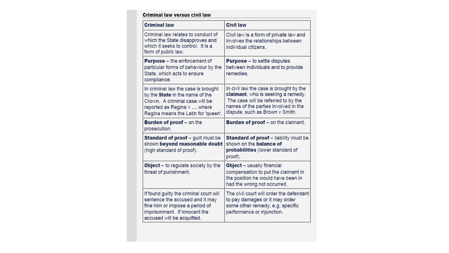Objective of criminal law: to regulate society by the threat of punishment. The main objective of criminal law is to regulate society by the threat of punishment. Basically, criminal law tells people, if you follow these certain acts, you won't be punished. But if you do not follow certain acts that are enforced for people living in a country, you will be punished. So the objective of criminal law is always to regulate society by the threat of punishment.